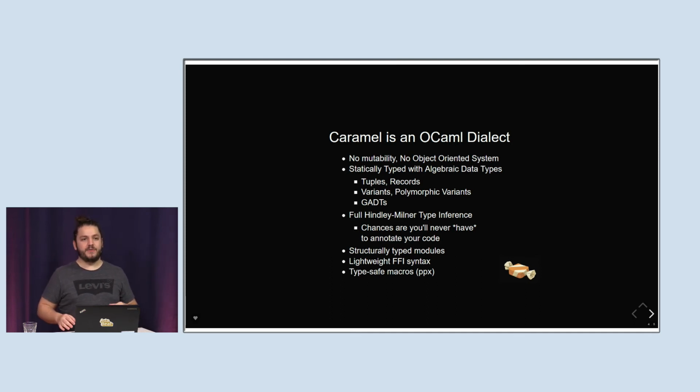It's statically typed. We have algebraic data types. We have tuples, records, variants, polymorphic variants, GADTs as well, or GADs. We have full Hindley-Milner type inference, which means you're very unlikely to have to annotate your code. That kind of means you don't type your code, the compiler figures out the types for you, which is pretty nice.